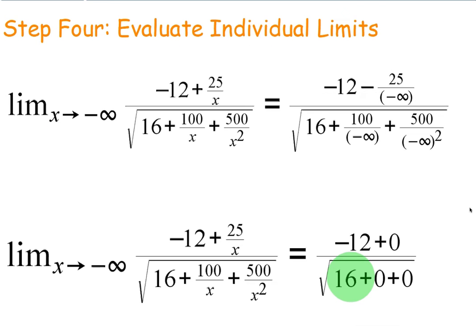Now I can go to step 4, which is to evaluate the individual limits. So we can now plug in negative infinity for x. Every time there's an x, we're going to replace it with negative infinity. Okay, first off, let's see, 25 over negative infinity. So you're taking 25 and dividing by a really, really big negative number. It's going to approach 0.